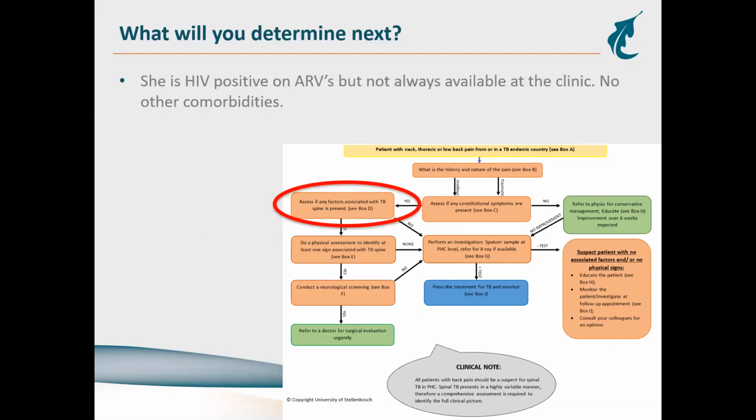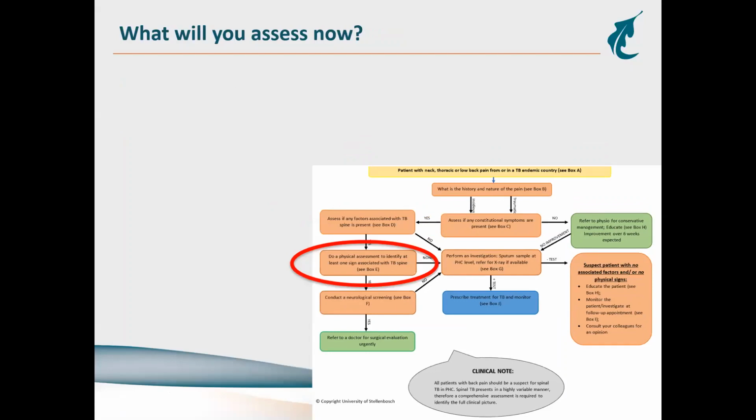And then, in fact, she does report that she does have HIV. She's positive. She is on ARVs, but not always available. They are not always available at the clinic. And she has no other comorbidities. And as we know, she lives in Gauteng, or she lives in South Africa, which is already a TB prevalent country. So what will you assess next?